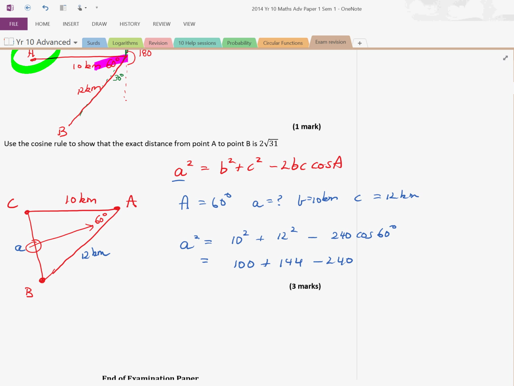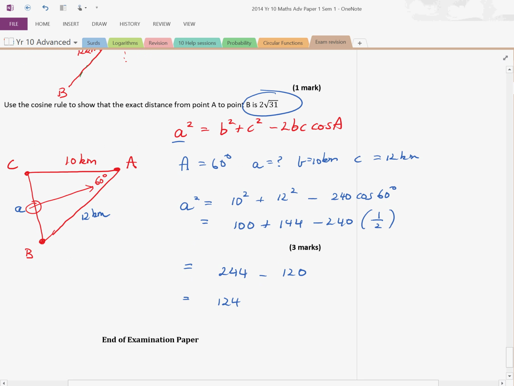Cos of 60 is what? At the back there, what's cos of 60, Liv? You can look at the triangle over there. What's cos of 60? 1 over 2. Correct, 1 over 2. Thank you. So, a squared is equal to 244 minus 240 times a half, which is 120. So that's going to be 124.